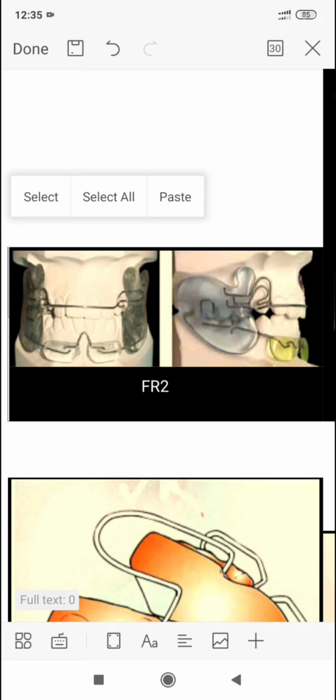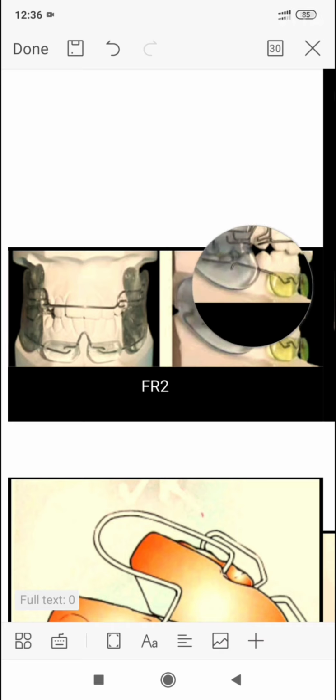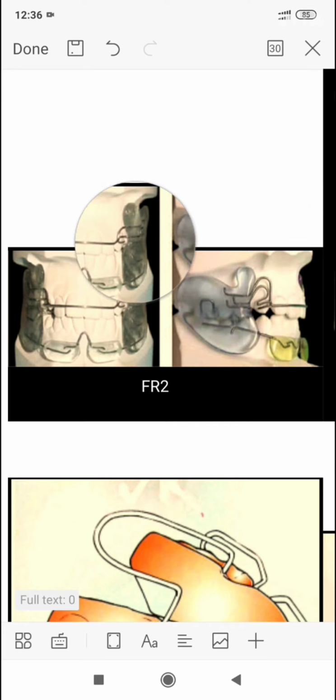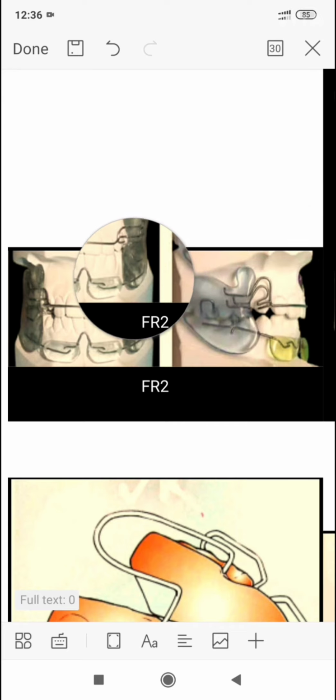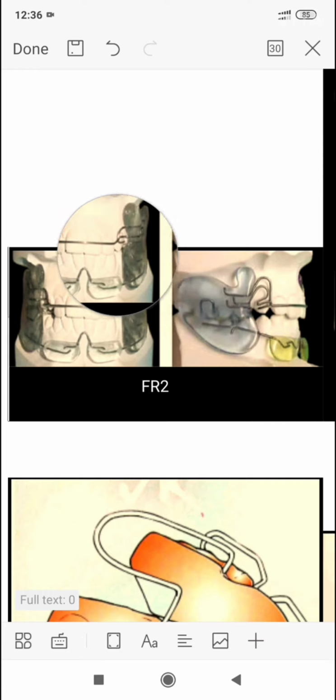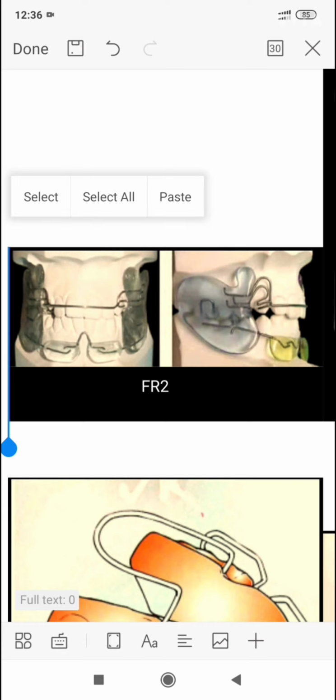So how does it do this? The edges of the acrylic component stretch and stimulate the periosteum, which leads to bone deposition, thus increasing, of course, the transverse growth. This effect is called periosteal pull.